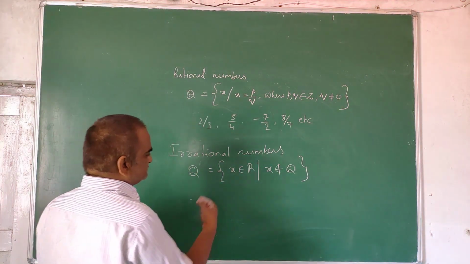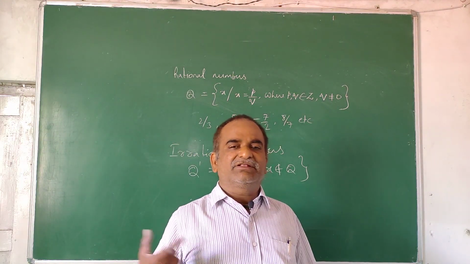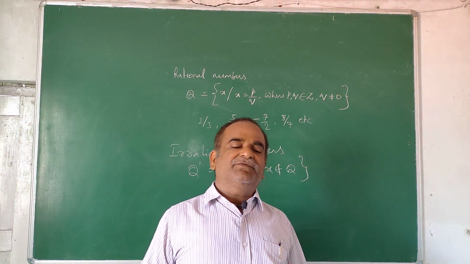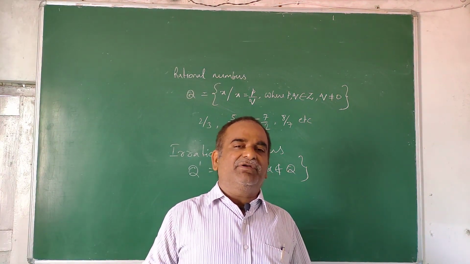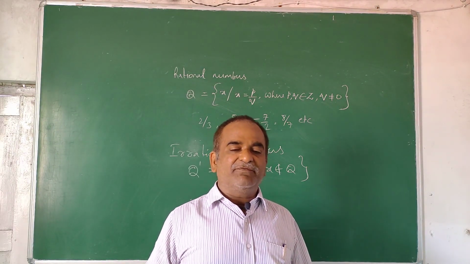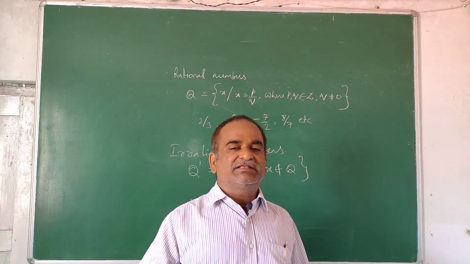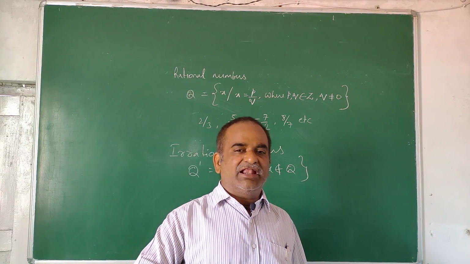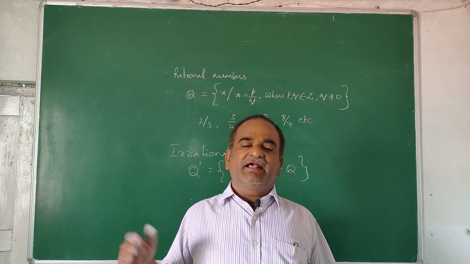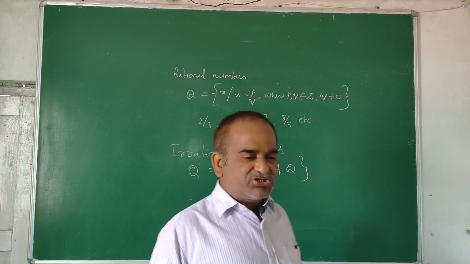In simple language, a real number which is not a rational number is known as an irrational number. In other words, a real number that cannot be put in the form of p by q is known as an irrational number. Are you following? Once again I will repeat. A real number which is not a rational number, or which cannot be expressed in the form of p by q, is known as an irrational number. Understood?